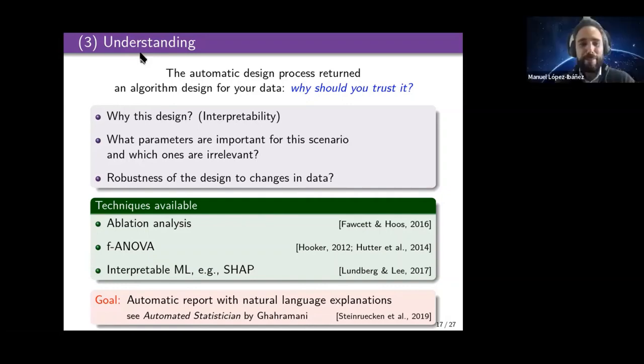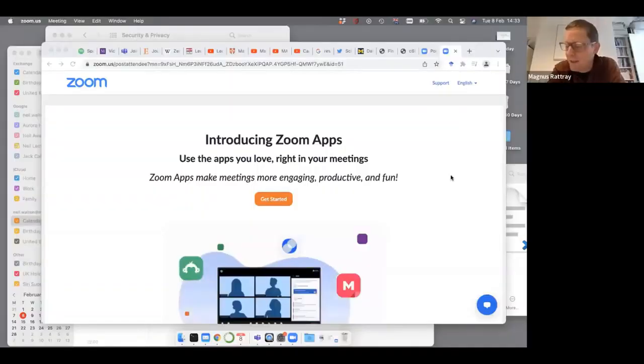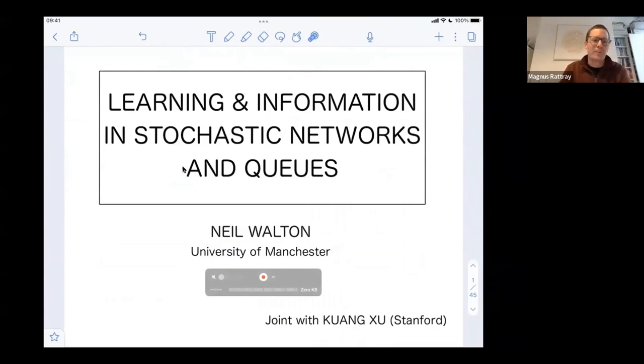Thank you very much. So, and our next speaker is Neil Walton, and Neil is going to talk about learning and information in stochastic networks and queues. So over to you, Neil. Okay, can everyone hear me okay? Yeah, that's perfect. Perfect, okay, good.